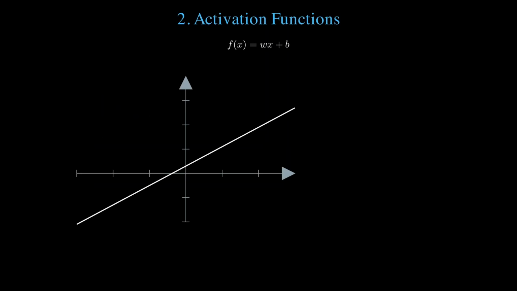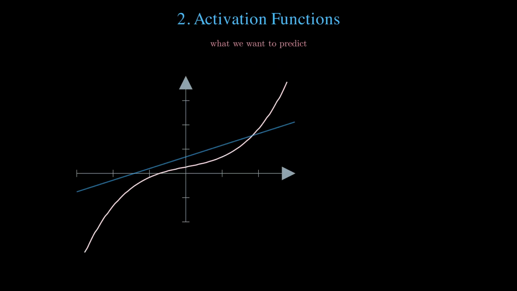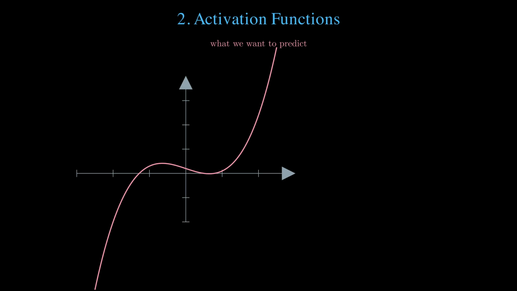Here's a problem though. If every neuron just computes a weighted sum, then stacking 100 of them together will still give you a linear function, since a line on top of a line is still a line. But what if what we actually want to predict looks more like this? You can never get there with just weighted sums, no matter how many layers you stack. The output is always going to be a straight line. You need something that can bend.